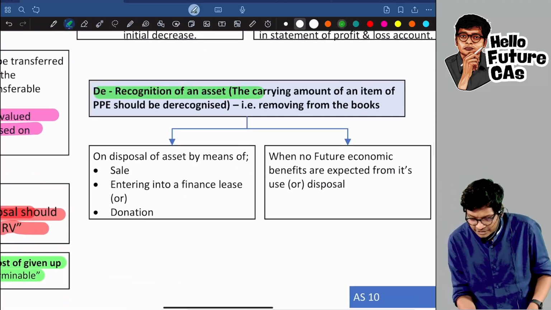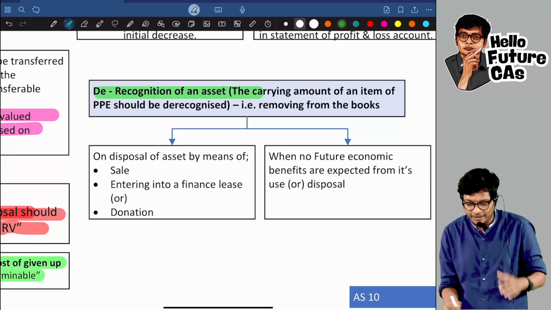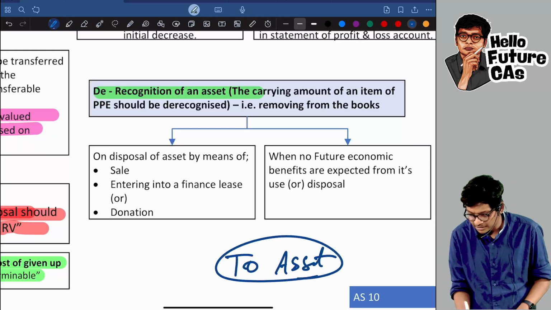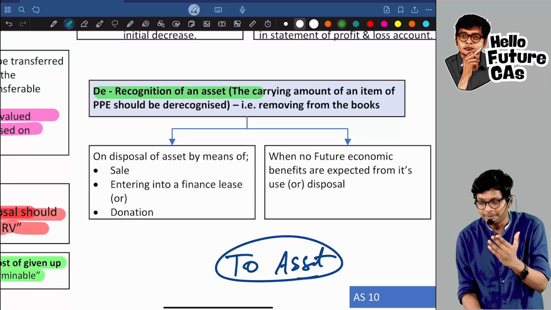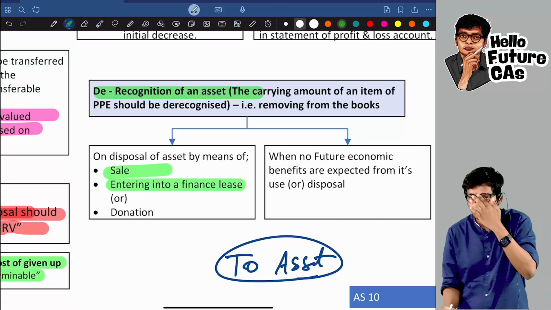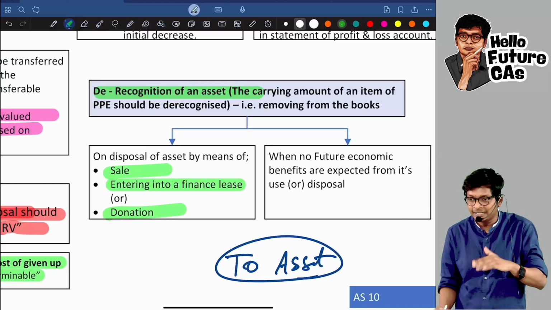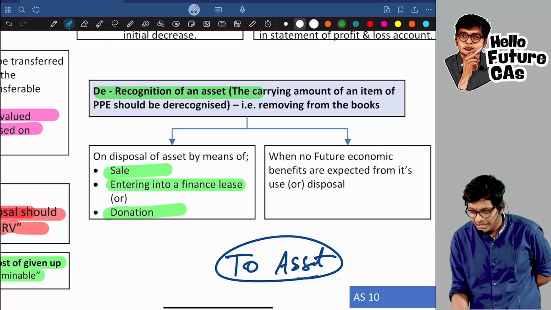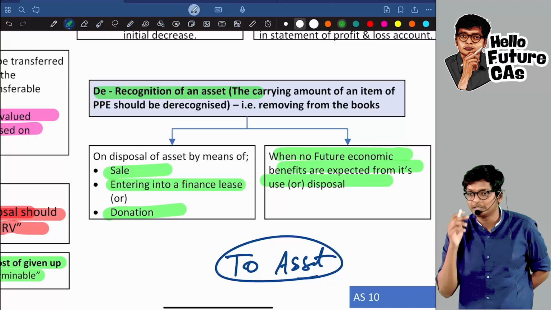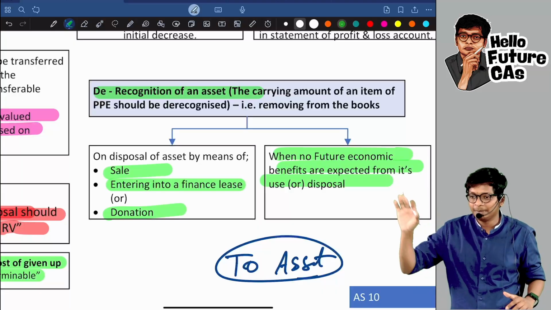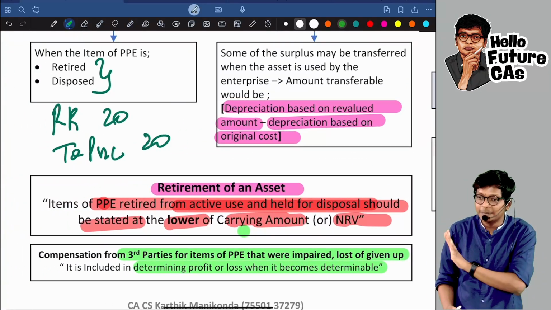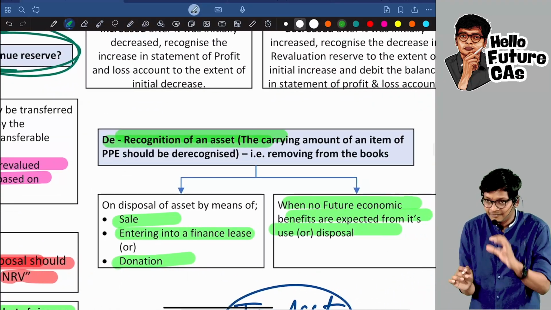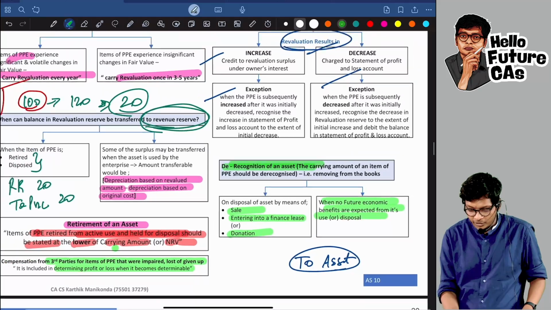Lastly, derecognition of an asset. When the asset will leave my books, when I will pass the entry to the asset and remove it from my books, guys. Very simple. In some examples, sale, entering into a finance lease, moving from AS 10 to AS 19, or donated, I will debit P&L account fully as expense and credit the asset. Or if there are no future economic benefits from its use, then I will write off fully, debit P&L. In retirement I am not writing off. I am still keeping it in the books for emotion, an old cycle, I will keep it for emotion. Here in derecognition, the asset value itself becomes 0. Depending upon the case, I will use that.